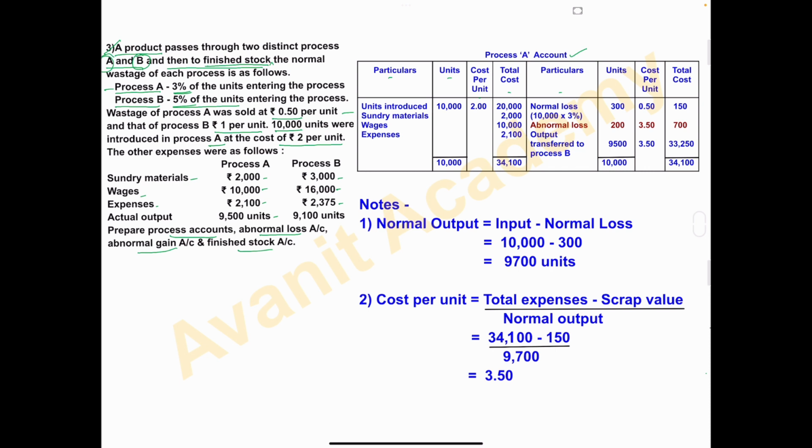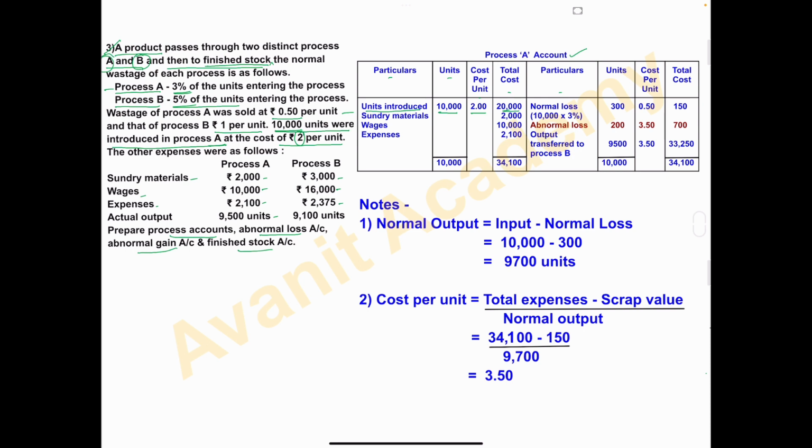So first we have to take the number of units introduced in process A. So in process A, 10,000 units were introduced. So we'll take that first. Units introduced, quantity is 10,000 units, and the cost per unit is rupees 2. Multiply 10,000 into 2, you will get 20,000.